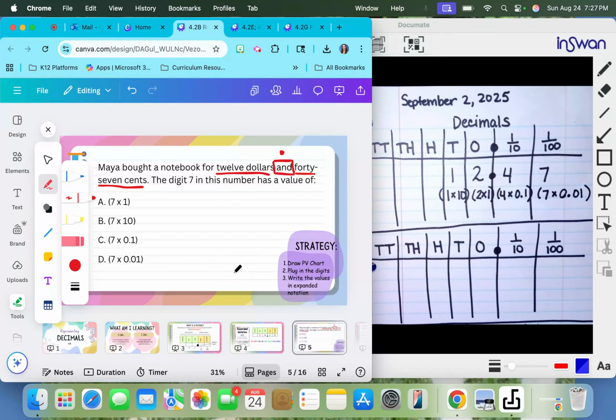And now let's see if we can find the 7. It wants the digit 7 in this number has a value of what? Well, here's the 7. And we just said that it has a value of 7 times 100ths. So let's see. Can you tell what answer choice that would be? 7 times 100th? D. Awesome job, mathematicians. Way to go. All right, easy peasy. Let's look at our next question.